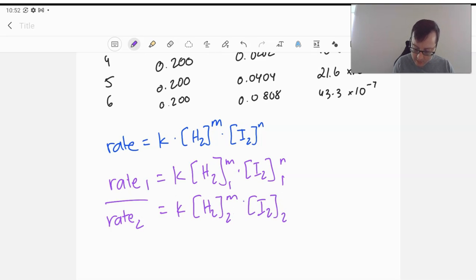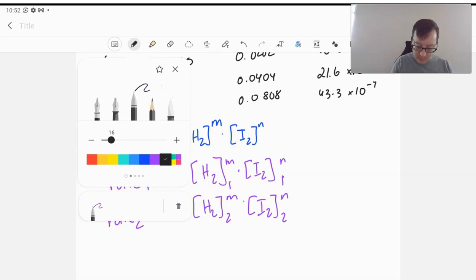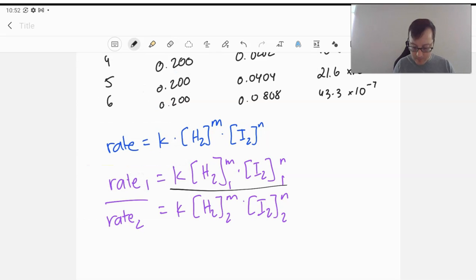All of our values here. Notice that the K's are in both. If we're going to divide them, I forgot my fraction there. The K's will cancel out, they're constant, right? So we're really looking at the change in rate and the change in concentrations.